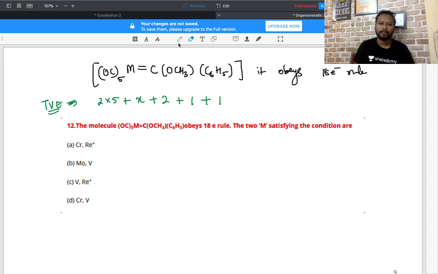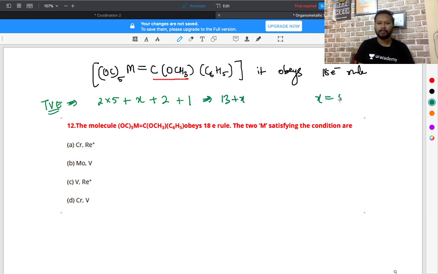How much we have taken? We have done it in this way: we have 2 into 5 from this CO. Then metal we don't have, let's say it's X. 2 we get from here. This OCH3 is attached to this carbon actually. This OCH3 and this are a whole, like one single ligand. It's given in that way, and then C6H5 will give you 1. So you have just 1 that will come from here. So that means you have 13 plus X.